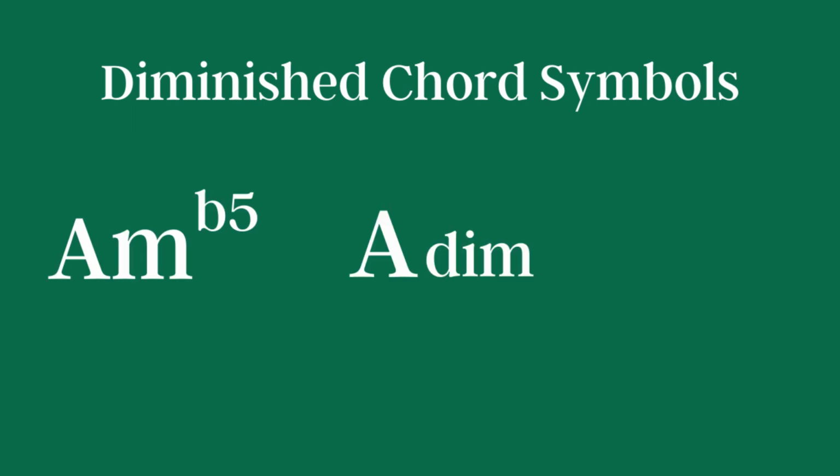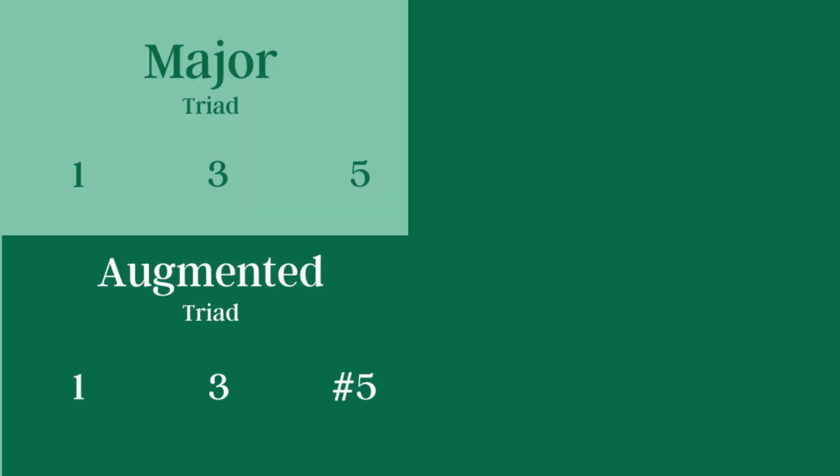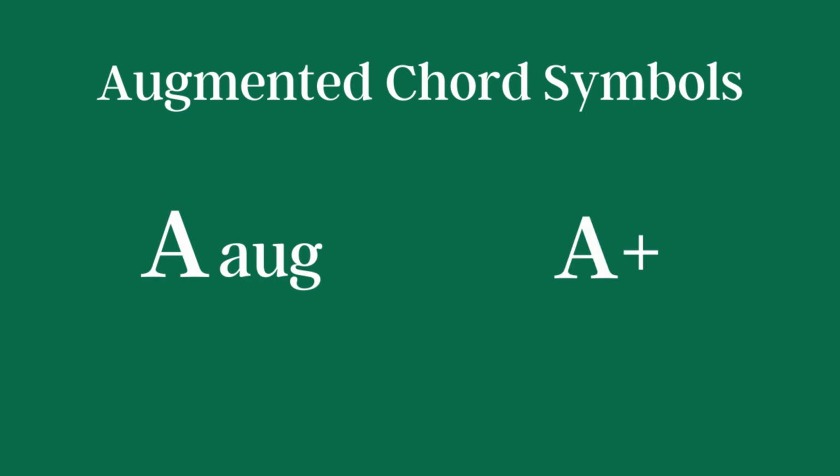Diminished chords can be written a few different ways. As a minor with a flat 5 like so, a chord symbol with a dim added, or it can be a chord symbol with a small circle added, similar to the one used for degrees Celsius or Fahrenheit like so. An augmented chord is a similar idea, except this time take a major triad and raise the 5th by 1 half step, making it 1, 3, sharp 5. An augmented chord is designated by adding AUG to a chord symbol, or adding a plus to a chord symbol.